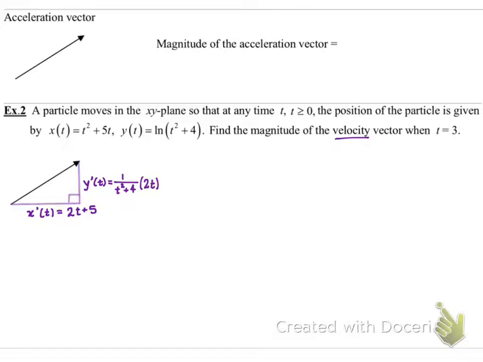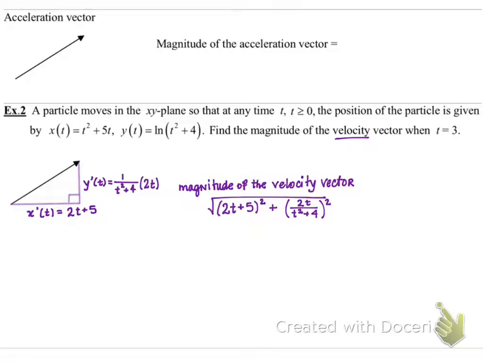We go ahead and simply find our derivatives. Then we put them into the Pythagorean theorem. And the question actually wants to know the magnitude of the velocity vector when t equals 3. So we need to actually put the value of 3 in for t.